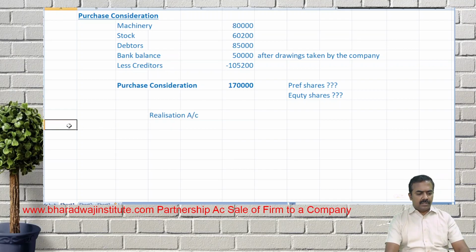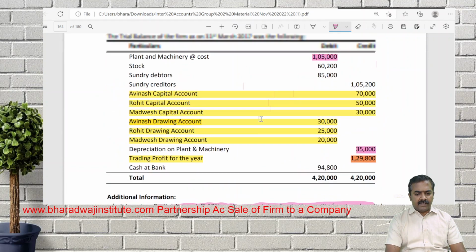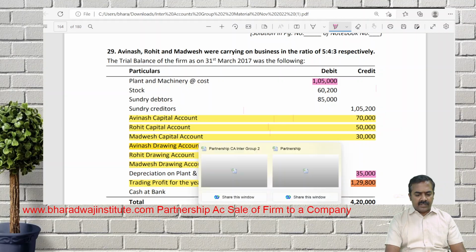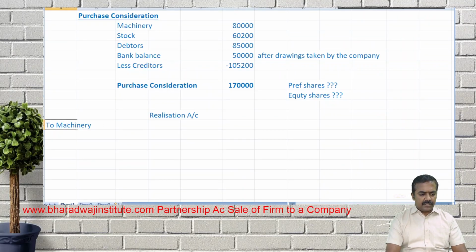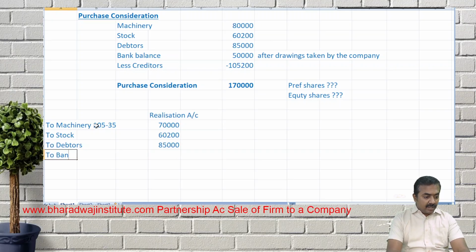Start with the realization account. Don't put sundry assets, we can put them separately. Machinery, net book value. What is the cost given in the liability? There is the debit side. 1,05,000 minus 35,000. All assets should be transferred at book value, right? 1,05,000 minus 35,000, what comes? 70,000. To machinery 70,000. What other assets are there? To stock, book value 60,200. To debtors, book value how much? 85,000. Even to bank account will come.